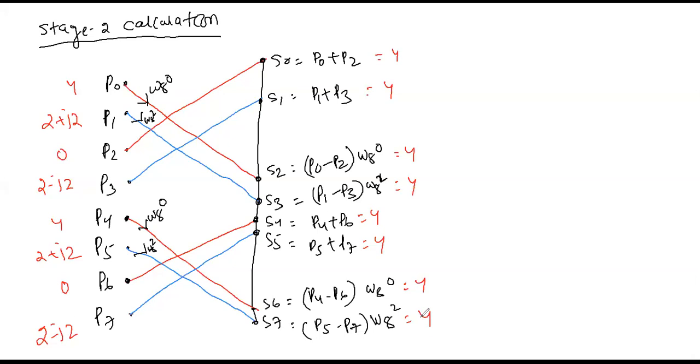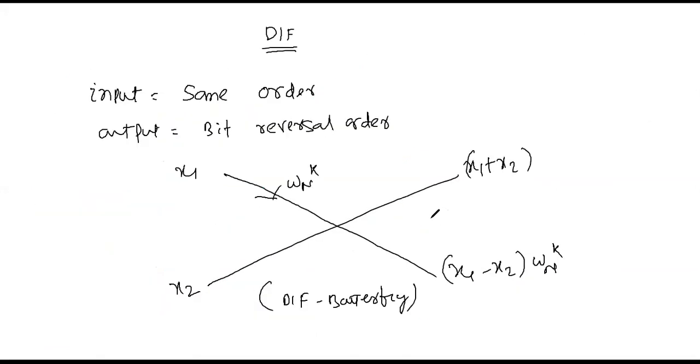There, S1 equals P1 plus P3 times omega 8 to the power of 2. No, it is a DIF. See, don't confuse, that is DIT. What is the DIF butterfly? See, this is the problem. This is the DIF butterfly. Yes or no? The upper one is only x1 plus x2. The lower one is x1 minus x2 times omega n k.